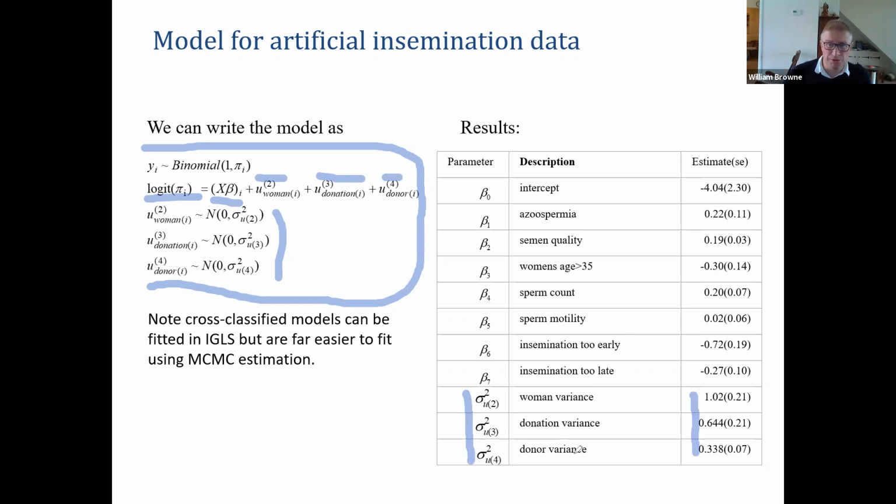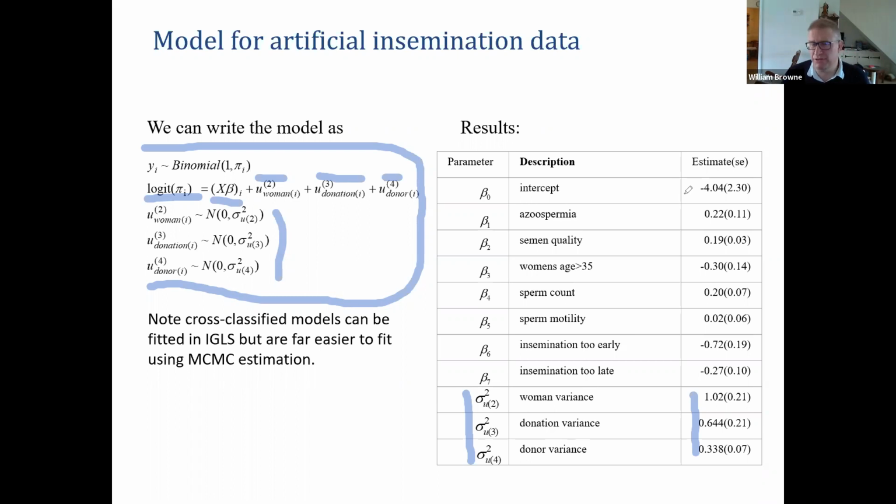So what that shows is actually the woman-level variance is the biggest, and then the donation, and then the donor. Okay, so in actual fact, there's a lot more variation between women in terms of whether they become pregnant or not than there is for the donations. But even there, there's more variation. So there's more difference between donations than there is between donors. Okay, so that makes sense to use different donations from the same donor as a result of that.